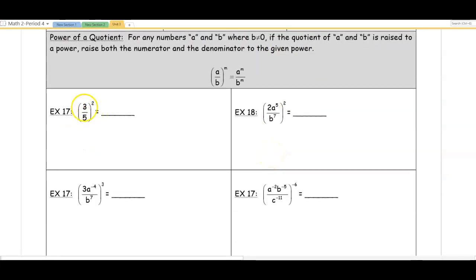Next one. Here, what I like to do is just rewrite it as 3 squared over 5 squared. That gives me 3 times 3, which is 9, over 5 squared, which is 25.